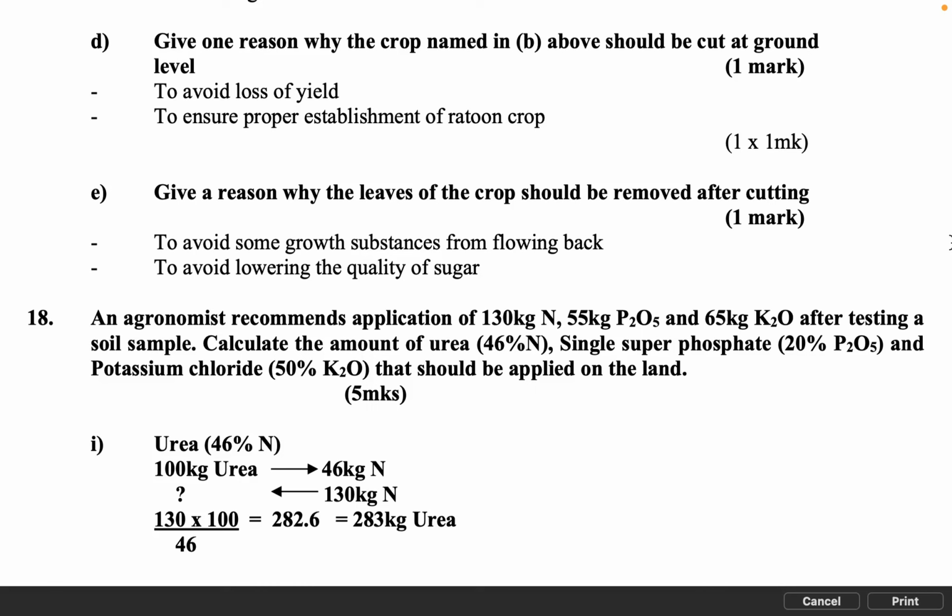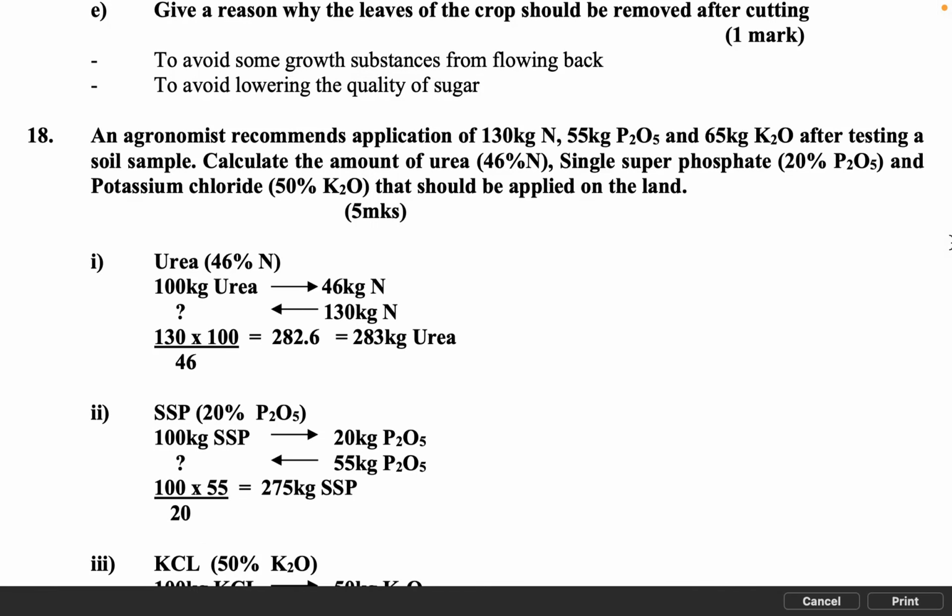18. An agronomist recommends application of 130 kg N, 55 kg P2O5 and 65 kg K2O after testing a soil sample. Calculate the amount of urea 46% N, single superphosphate 20% P2O5, and potassium chloride 50% K2O that should be applied on the land. 5 MKS. Urea 40.